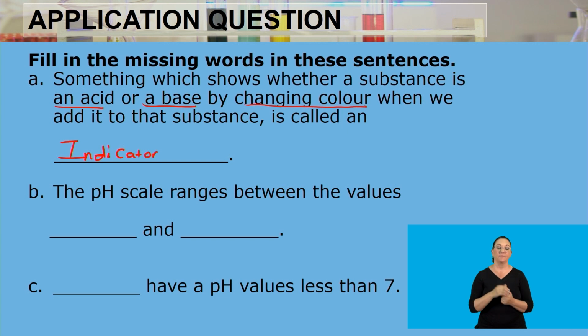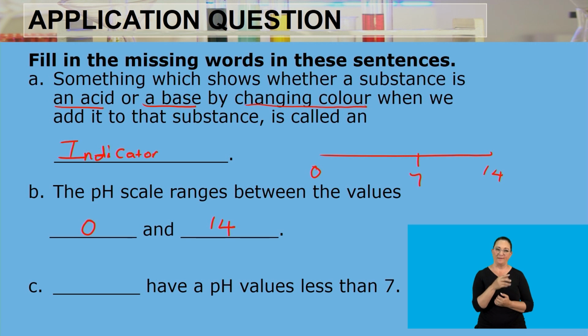So now question B, the pH scale ranges between the values of. So now we know that a pH scale has 7 in the center, which is neutral, so it starts from 0 and goes all the way to 14, where if the pH value is less than 7, the substance is acidic. If the pH value is greater than 7, then the substance is going to be basic. If the pH value is 7, then the substance is going to be neutral. So therefore, the pH scale ranges between the values of 0 and 14.